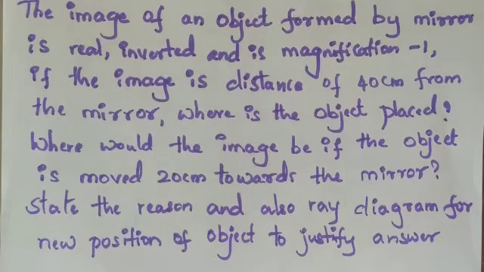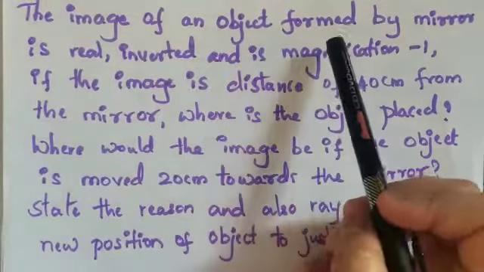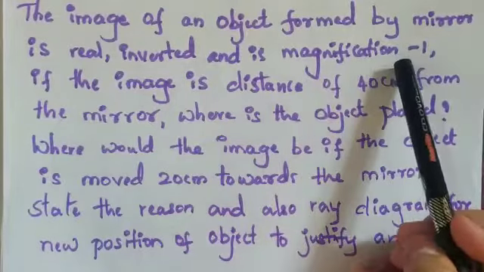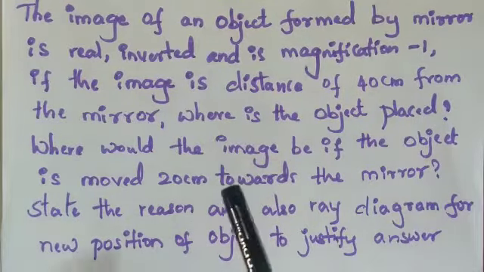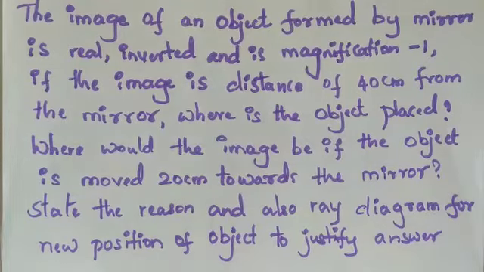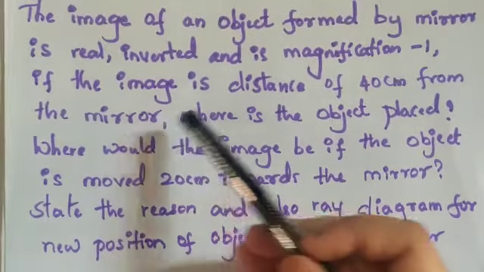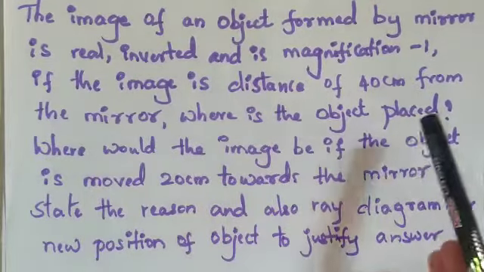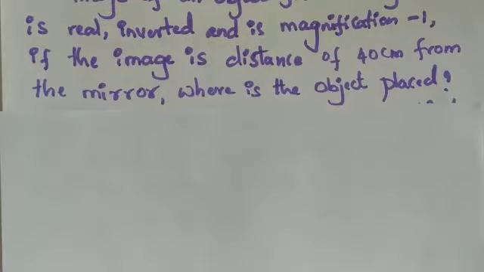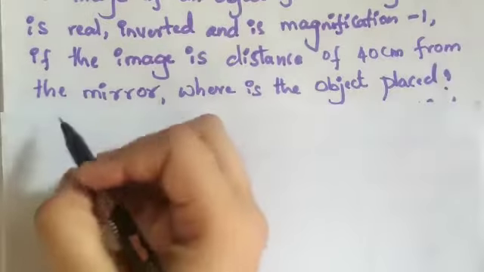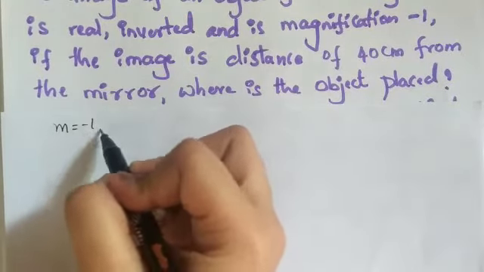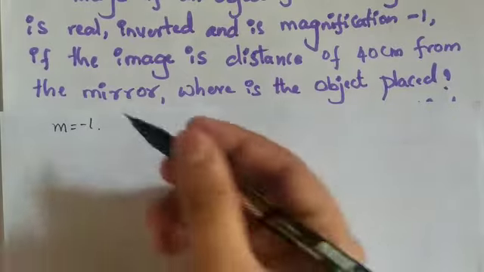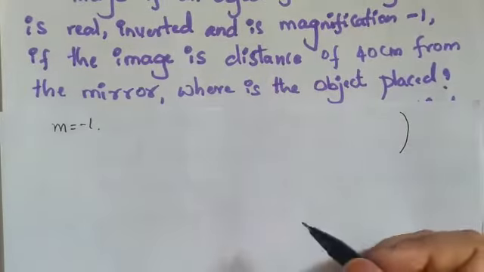Now let us go with the second question. The image of an object formed by a mirror is real, inverted, and its magnification is -1. A real and inverted image means it is a concave mirror. If the image is at a distance of 40 centimeter from the mirror, where is the object placed here? So let us solve. First, what they have given is magnification -1. Now you may have guessed it, magnification of -1 means that it is a concave mirror.